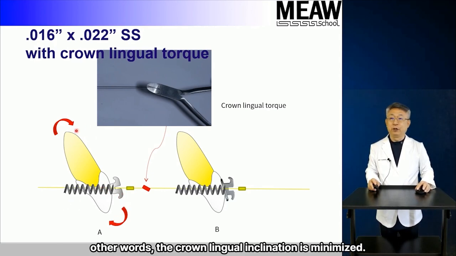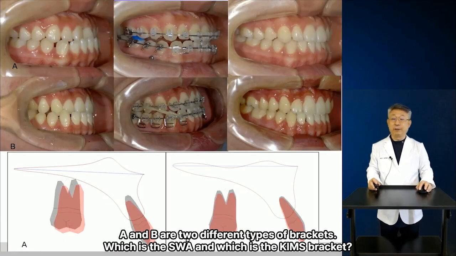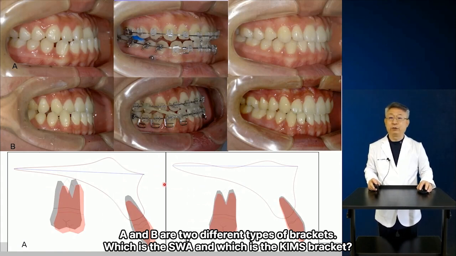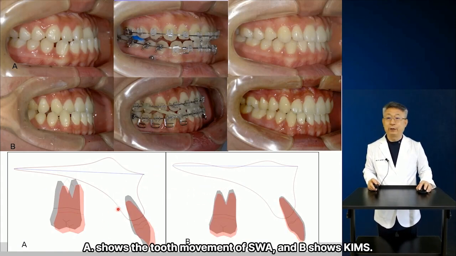In other words, the crown lingual inclination is minimized. A and B are two different types of brackets, which are the SWA and the KIMS bracket. A shows the tooth movement of SWA, and B shows KIMS.